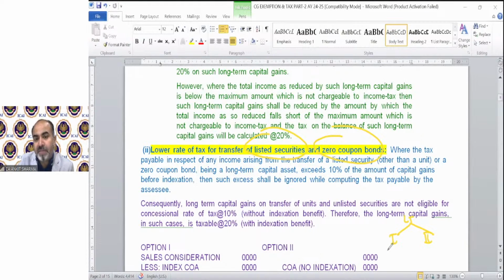Either you will take the benefit of indexation on its cost and pay tax at the rate of 20% as per normal long-term capital gain, or the option is that you do not apply the indexation and we will charge tax at the rate of only 10%. So either you can apply indexation and pay tax at the rate of 20%, and if you want, you do not apply indexation and pay tax at the rate of 10%. So in that case, we have to apply tax as per both provisions and find which has the lower tax liability, and that is going to be opted.